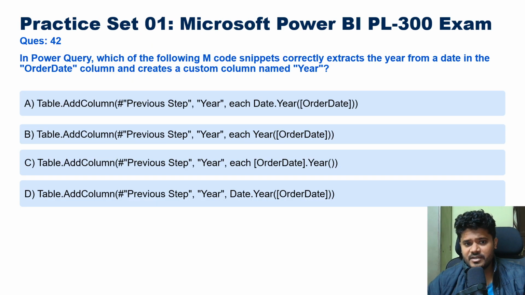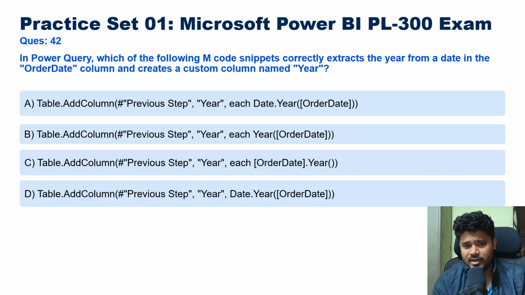So, the question says: in Power Query, which of the following M code snippets correctly extracts the year from a date in the order date column and creates a custom column named year? So, here are your four options. You have to identify which is the correct M code of extracting year.